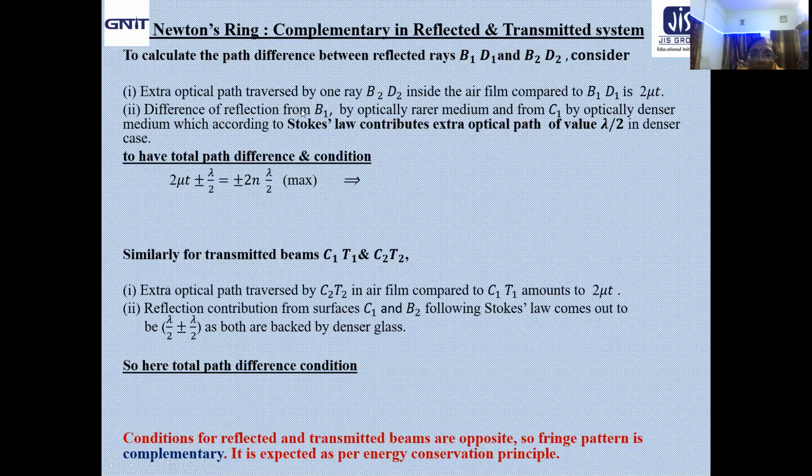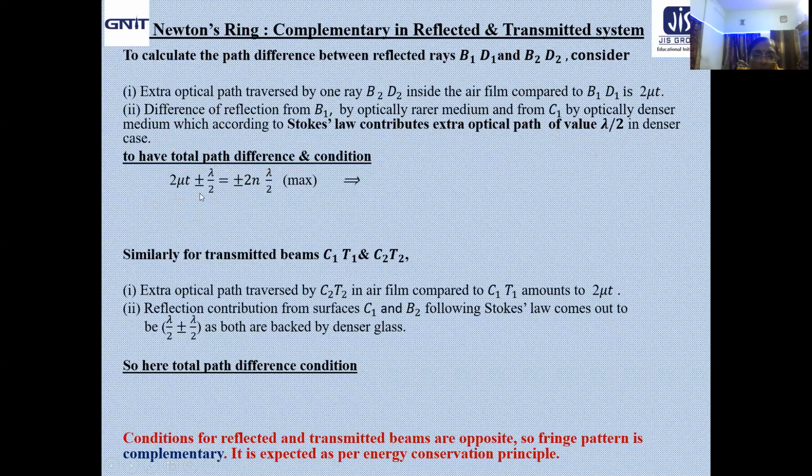Similarly, there is a difference between reflection from B1 by the optically rarer medium and from C1 by the optically denser medium, which according to Stokes' law contributes an extra optical path of lambda by 2 in the denser medium case. If you take the contribution from both these factors, the total path difference will be twice mu T plus minus lambda by 2.